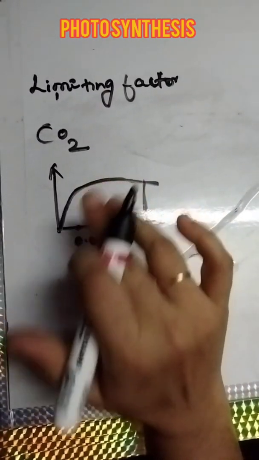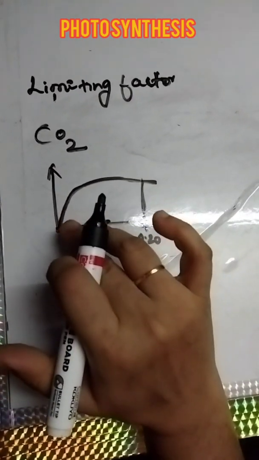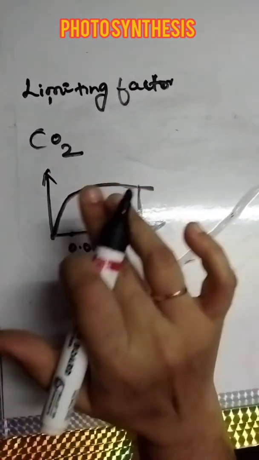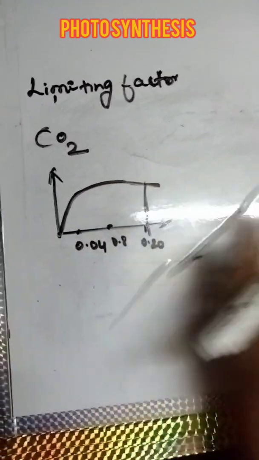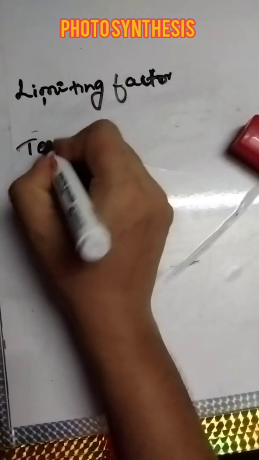If less carbon dioxide is there, the photosynthesis rate is less. But if it is too much, photosynthesis does not occur. The next limiting factor is temperature.